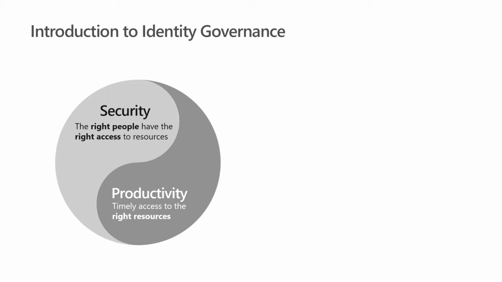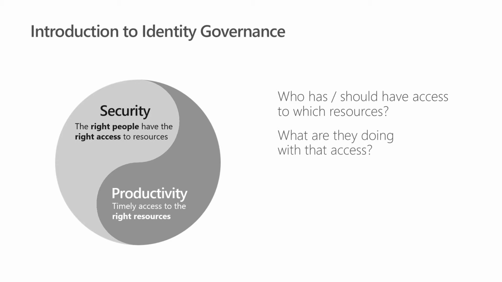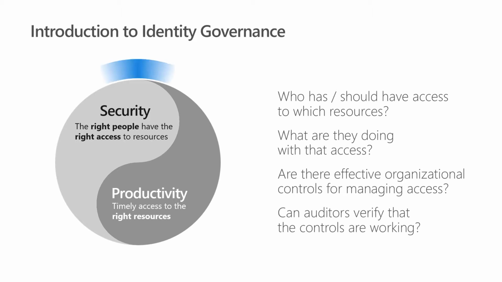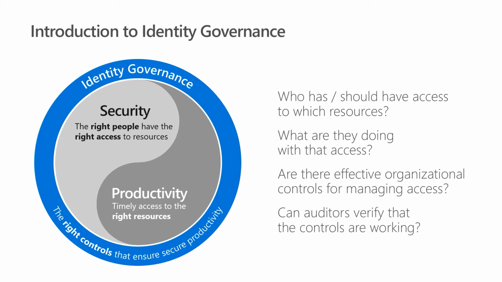We do this by asking a few questions. Who has access and who should have access to which resource? What are they doing with the access that's been granted to them? And then do we have effective controls in place for managing user access? Then finally, how can we verify these controls if we need them for audit or compliance purposes? This in entirety becomes the identity governance story. It's all about providing the right controls to ensure secure productivity across the board.